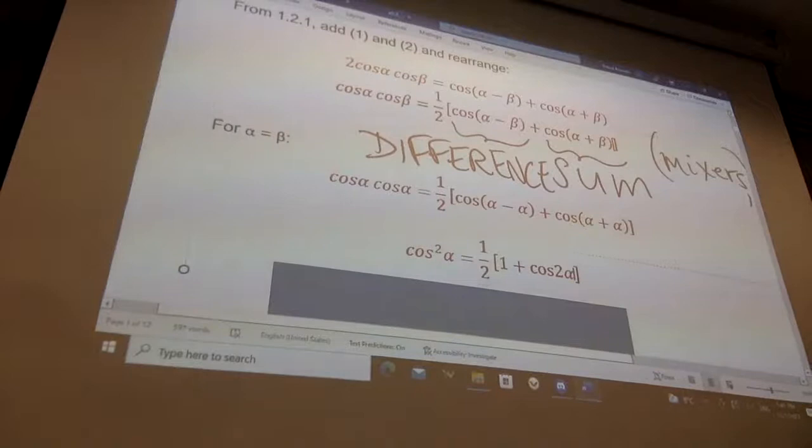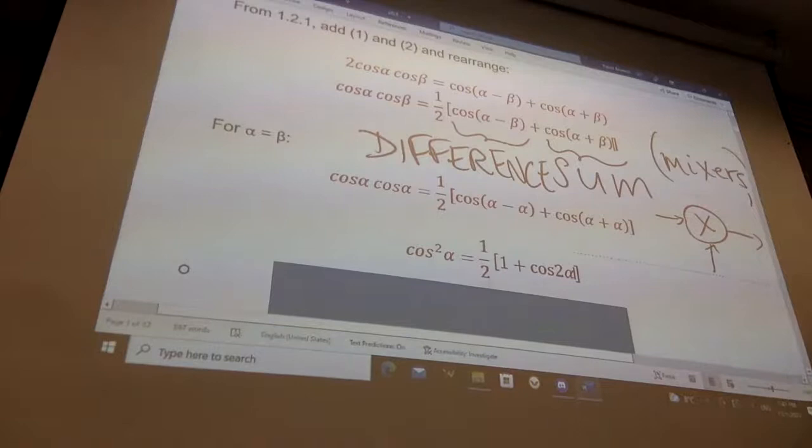What does it look like in a block diagram? Two inputs, one output. That's a mixer. That X is very handy. It just means multiply, right? Easy to remember. Multiply. The mixer has two inputs and one output.